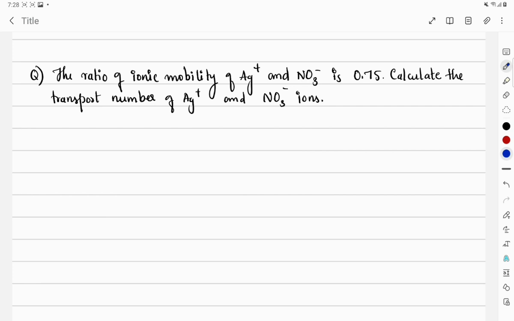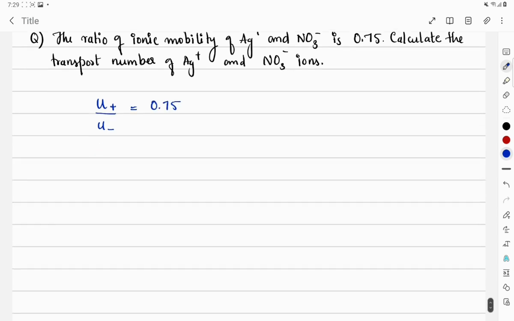So first let's write the data down. The only data given is the ratio of ionic mobility. Mobility we can represent as U. So U plus by U minus. This ratio is given. Mobility of Ag plus and NO3 minus, in that particular order, is U plus by U minus and their value is 0.75.